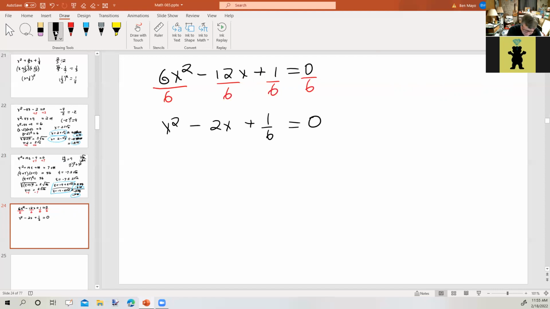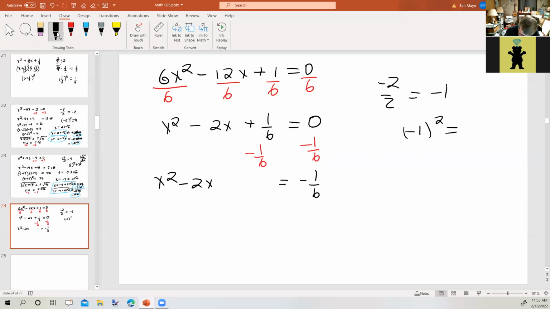The next step is, as before, to move the constant term. Again, I'm going to leave a space here. Okay. So now I take the coefficient of x, divide it by 2, square the result, and add that to both sides of the equation.